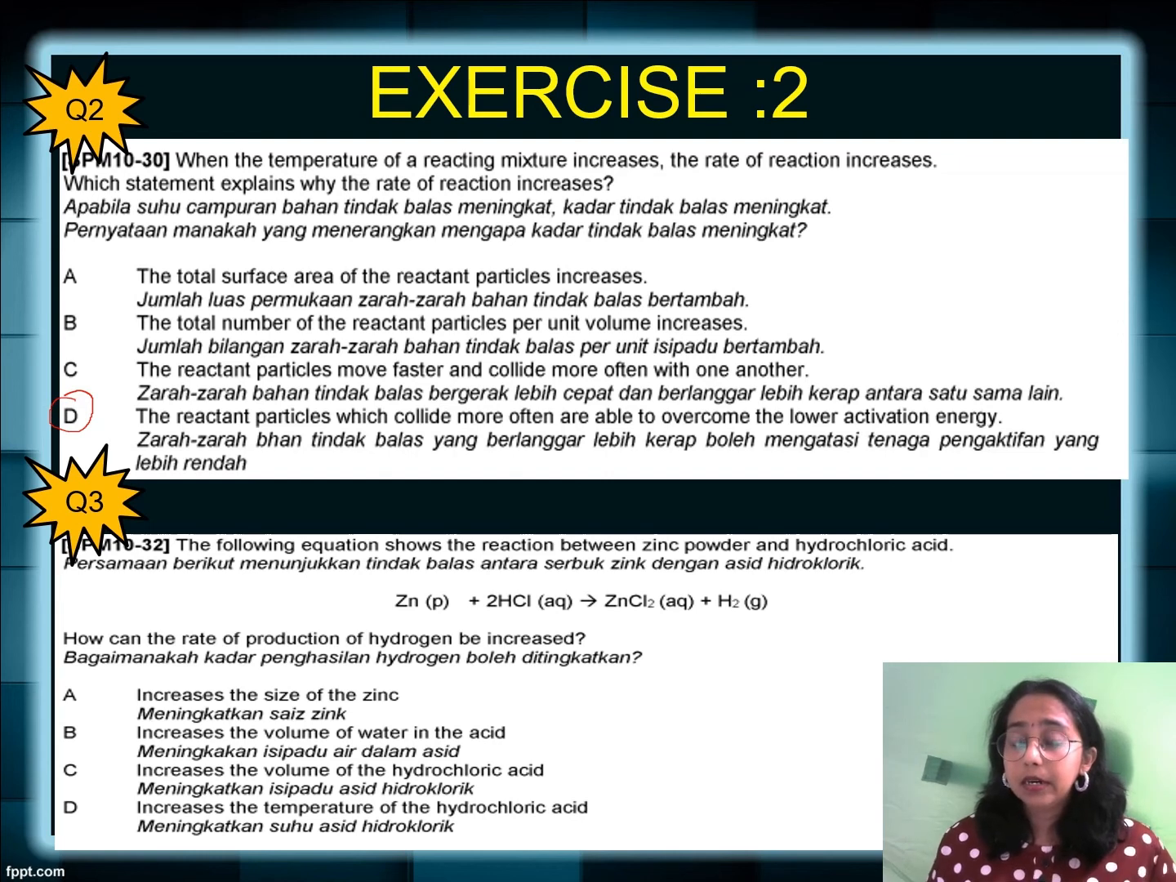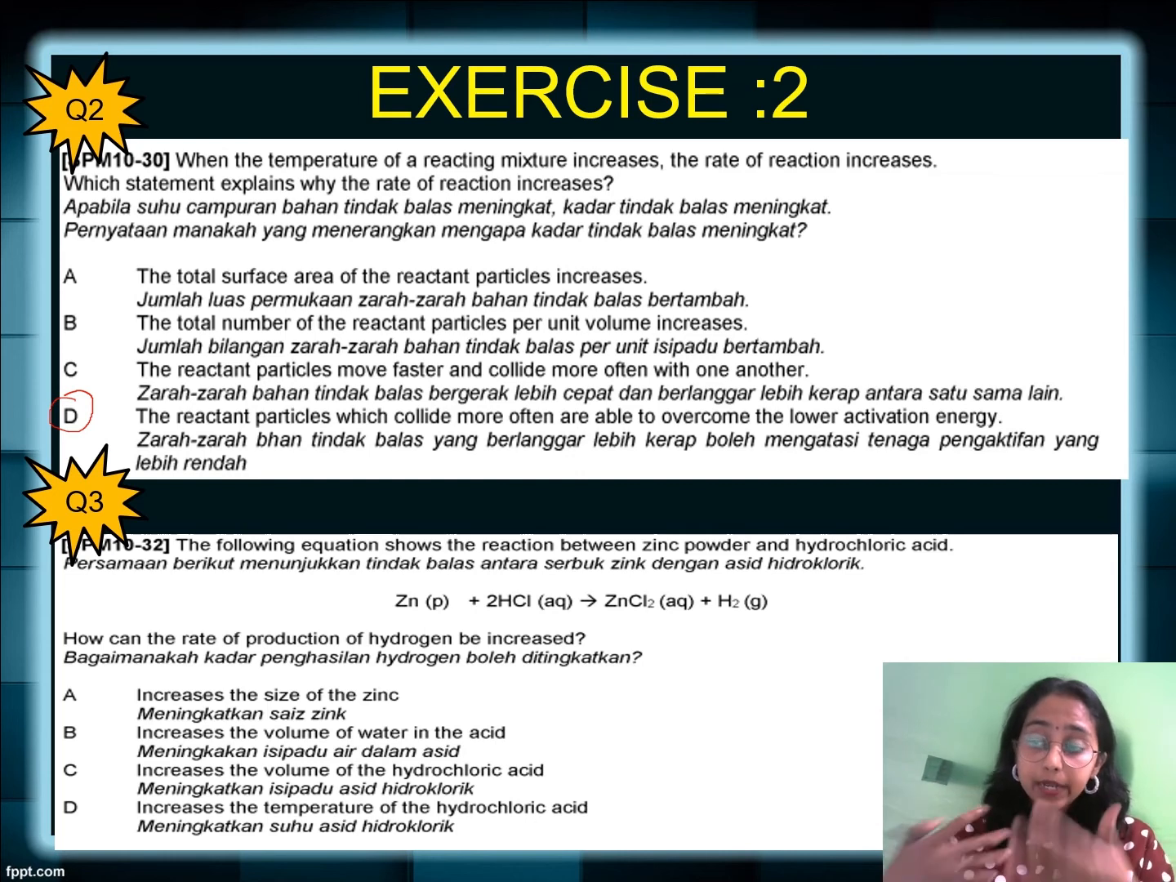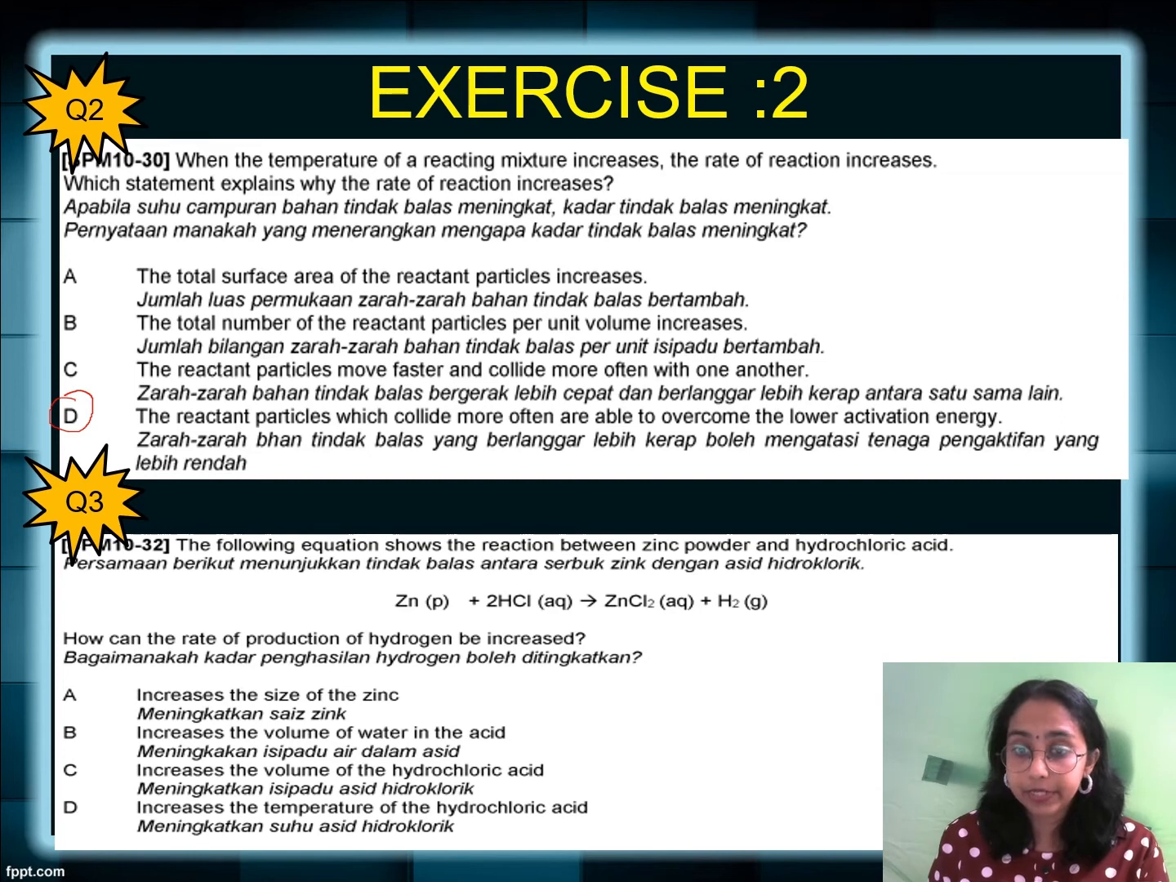Remember, our concern of temperature is when the temperature increases, of course they gain more kinetic energy. When they gain more kinetic energy, they collide more frequently. When they collide more frequently, they are able to overcome the activation energy. Okay, that is what caused the rate of reaction to increase.